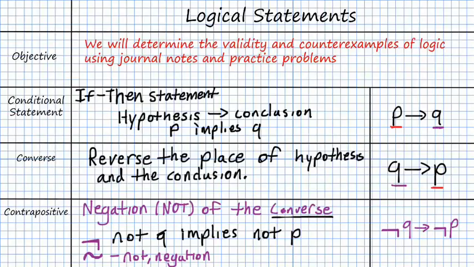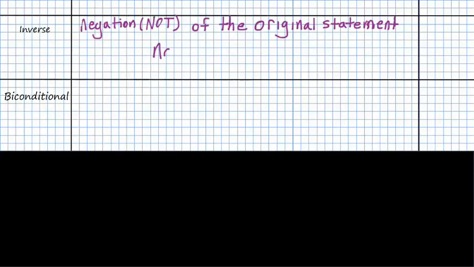Our next statement will be called the inverse. The inverse is simply the negation of our original statement. Or we might say that not P implies not Q. And the way that we would write this is that we would write not, and again, we're using our original statement, so we're using not P implies not Q.